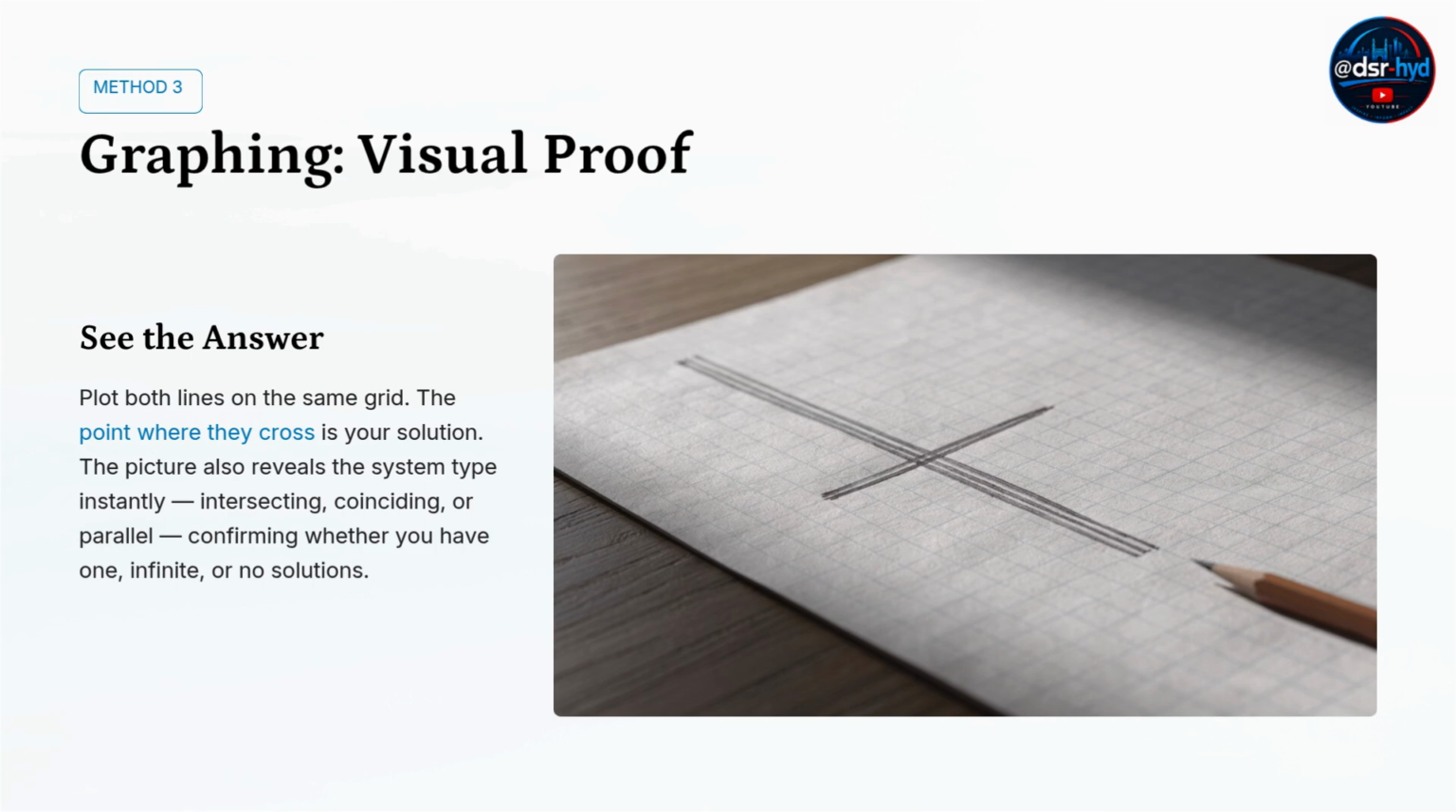Method 3. Graphing. The third method is the graphical method. Draw both equations on the same coordinate plane. The point where the two lines intersect gives the solution. The graph also tells us immediately whether there is one solution, infinitely many solutions, or no solution at all. Graphing provides a visual understanding of the system.